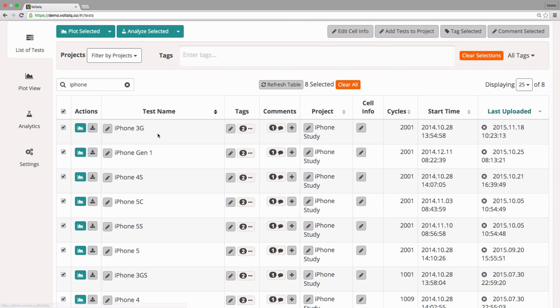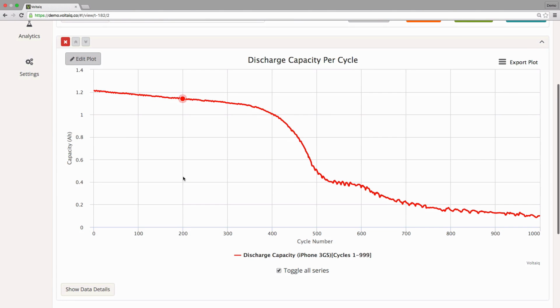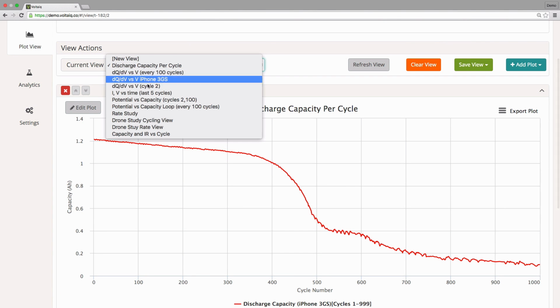Now let's go back and look specifically at the iPhone 3GS, the cell that died early. We can see that even though the cell looks like it's doing well early on in performance, it ends up hitting this knee and failing early. So let's see if we can use differential capacity in cycles 100 to 300 to see that the cell is going to fail before it actually does.